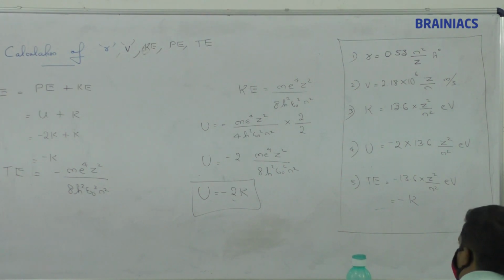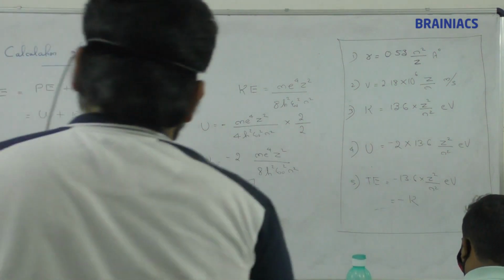Kinetic energy is 13.6 into z square by n square electron volt. Potential energy is minus 2 into kinetic energy. Remember only that kinetic energy value. Potential energy is minus 2 into kinetic energy. Total energy is minus of kinetic energy. Done. As easy as that.